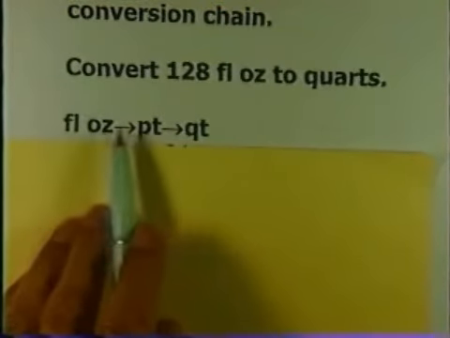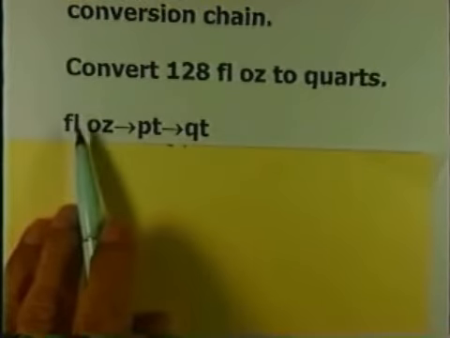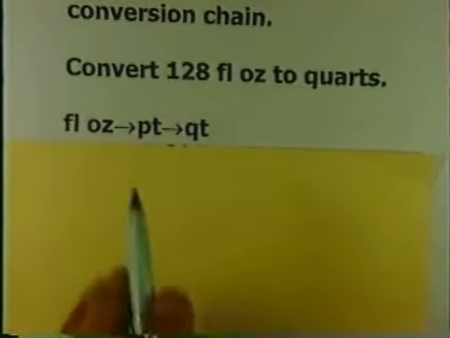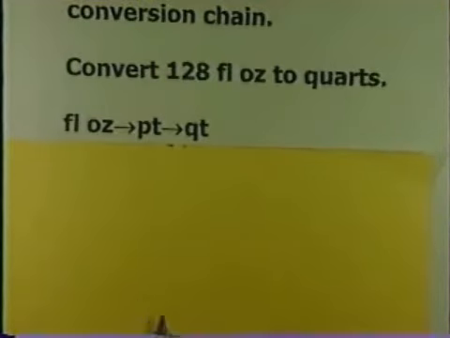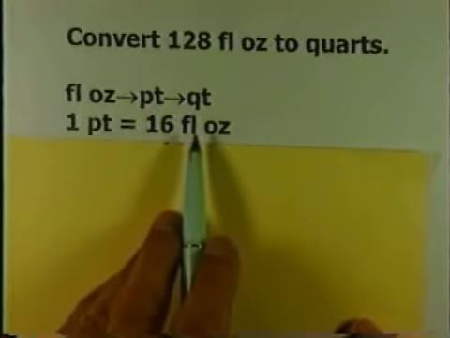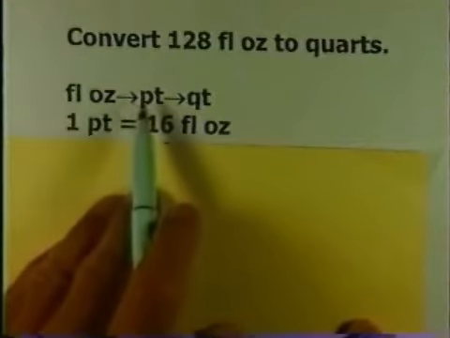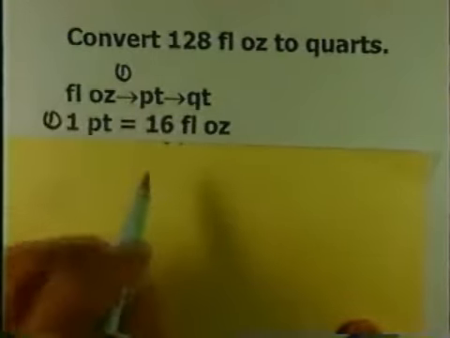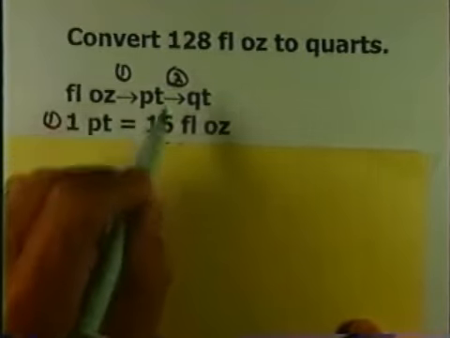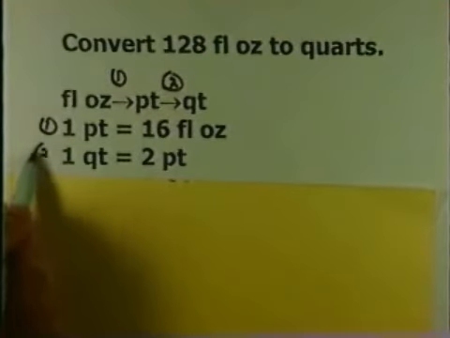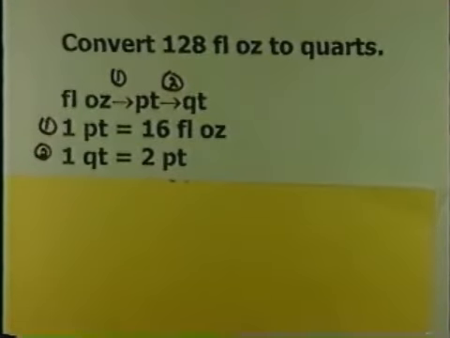I know the conversion fact between fluid ounces and pints. So therefore I can go from fluid ounces to pints. I know a conversion fact between pints and quarts. Therefore I can go from pints to quarts. Next I'll list those 2 conversion facts. 1 pint is 16 fluid ounces. First one. And for the second one, we have 1 quart is 2 pints. I'm numbering to show you how they correspond.